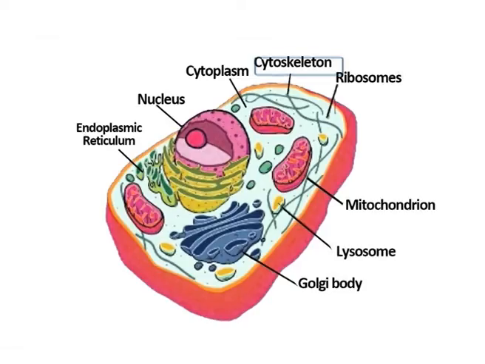The next structure is the cytoskeleton. Cytoskeletons are composed of microfilaments, intermediate filaments and microtubules. They provide structural support in eukaryotic cells and serve as a network for transport of intracellular materials.